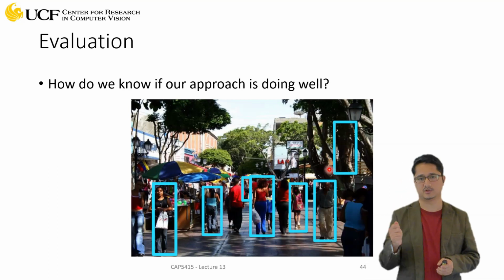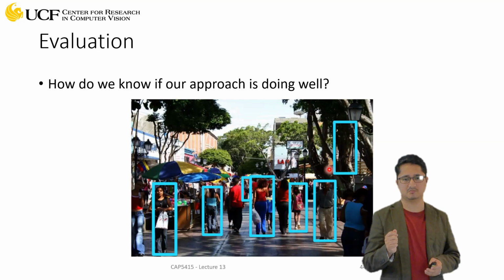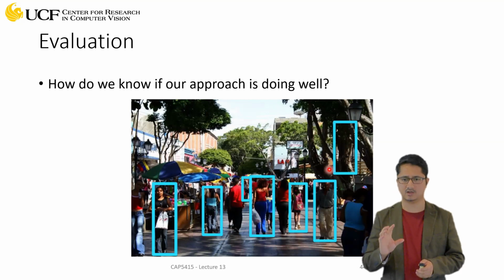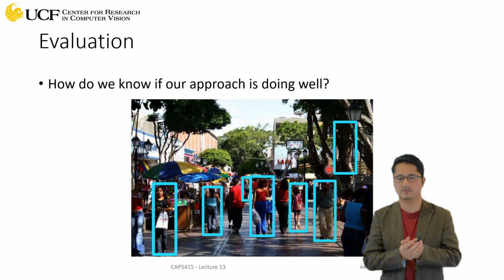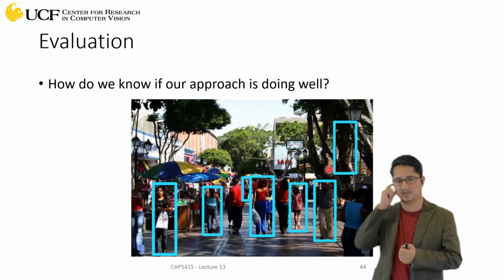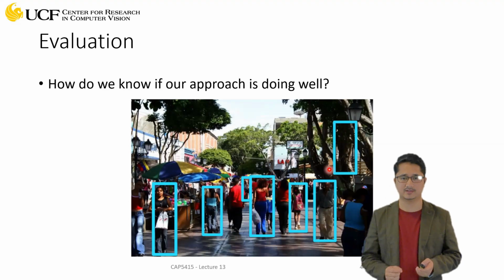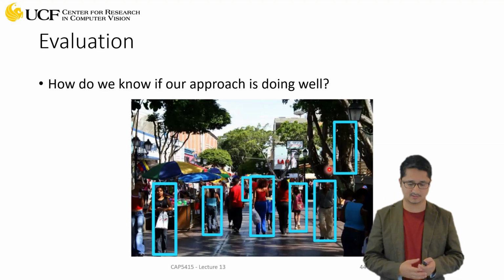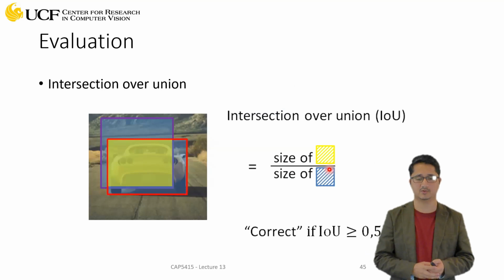But we need a number between 0 and 1 which says how good this algorithm is. That's how we'll be able to compare if we have multiple algorithms. Otherwise, just looking at this image, it's very hard. So we'll get that number, and let's discuss how exactly we can get it.